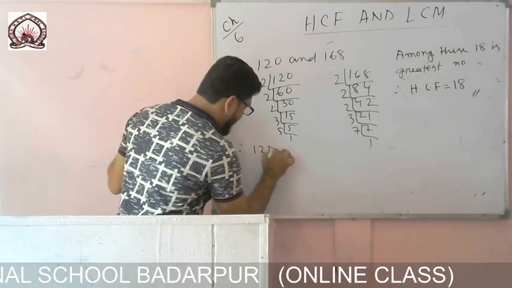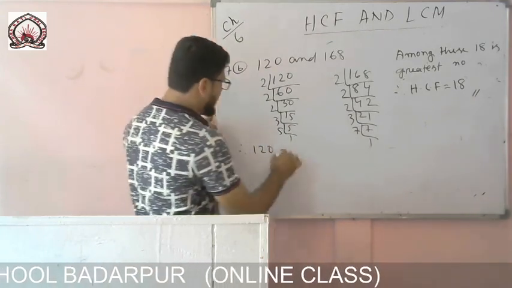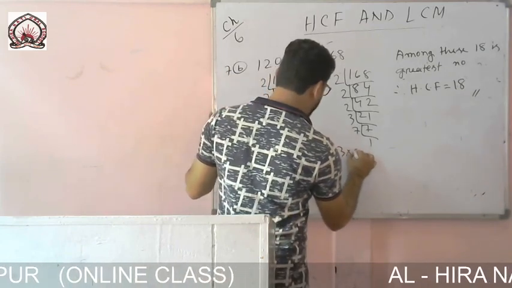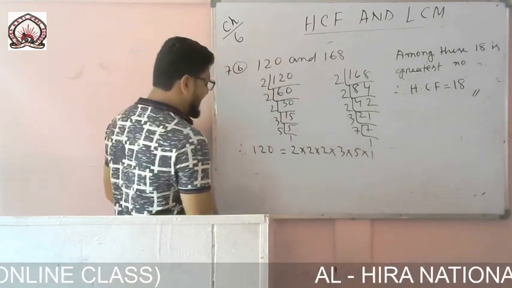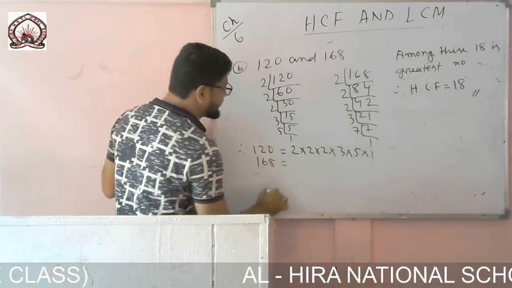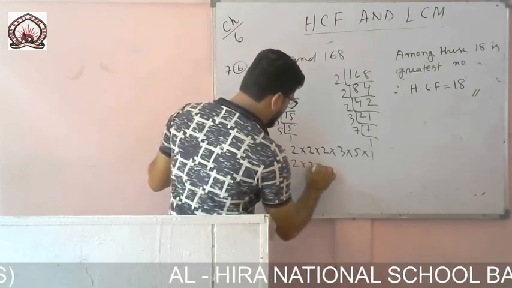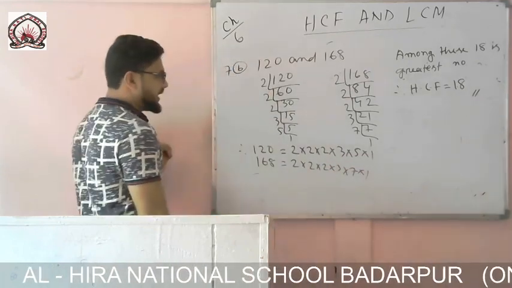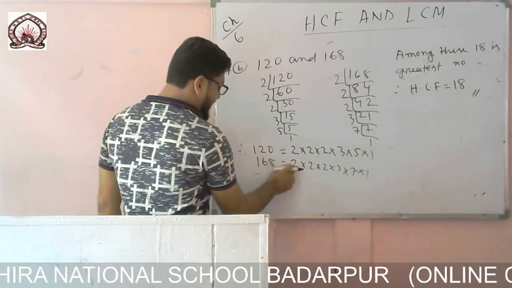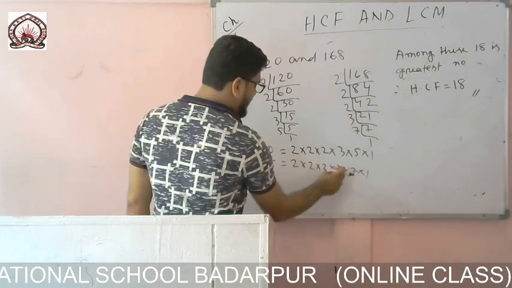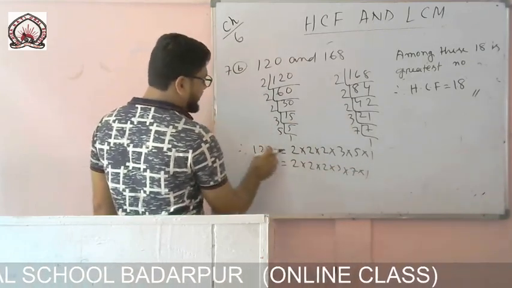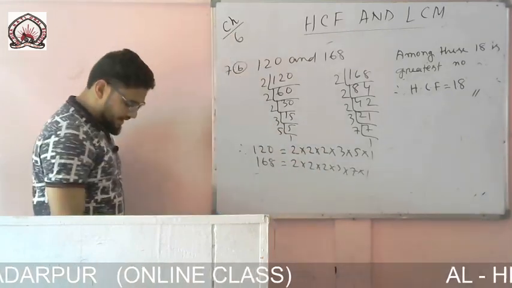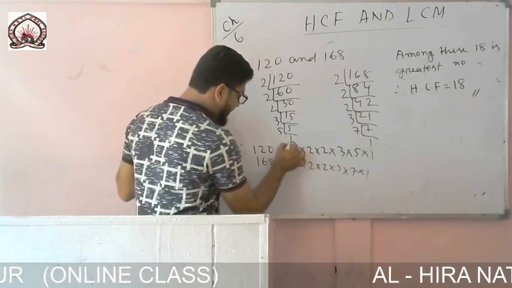Therefore 120 equals what? 2 into 2 into 2 into 3 into 5 into 1. And 168 equals 2 into 2 into 2 into 3 into 7 into 1. Okay. Now make pairs, make common pairs.